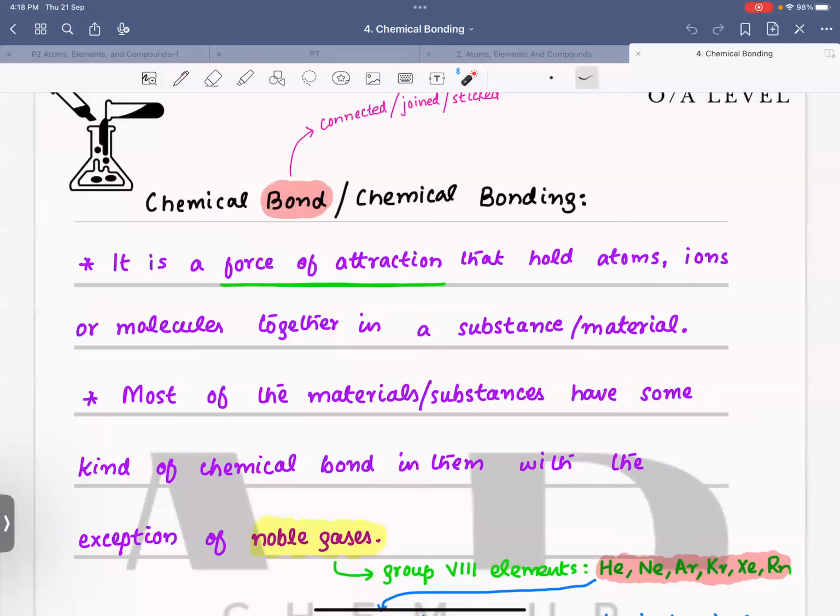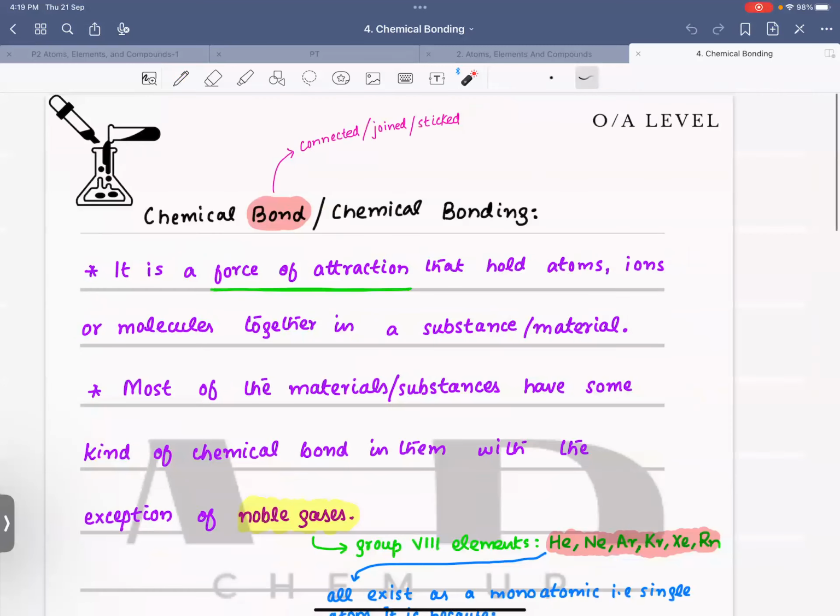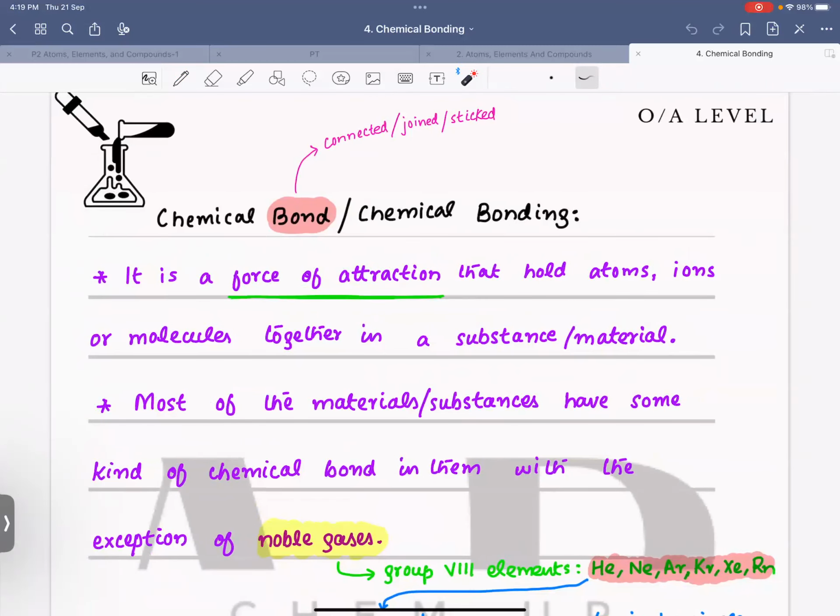Most of the substances which are there have some kind of a chemical bond in them, with the exception of noble gases, which are group 8 elements. We have already discussed that they are non-reactive because the outermost shell of the atoms of these elements is completely filled, so they do not bond. Besides this, every element must bond with another element and exist as a substance. So this is the next chapter that we are going to start. Just complete this, then we will proceed further.